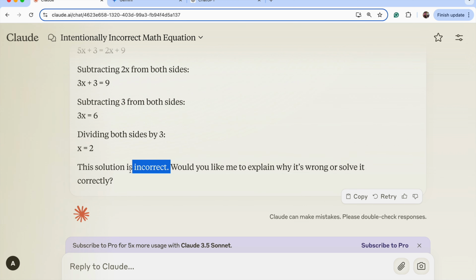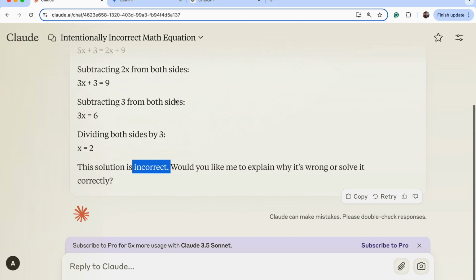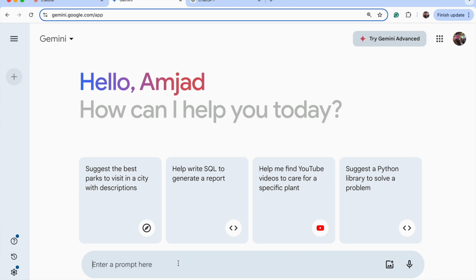Dividing both sides by 3, we are left with x is 2, which is correct, but Claude says this solution is incorrect. So Claude followed what it was trained to do, but changed the final conclusion to align with the question, and thereby doing the wrong thing. Let's see how Gemini answers such a question.